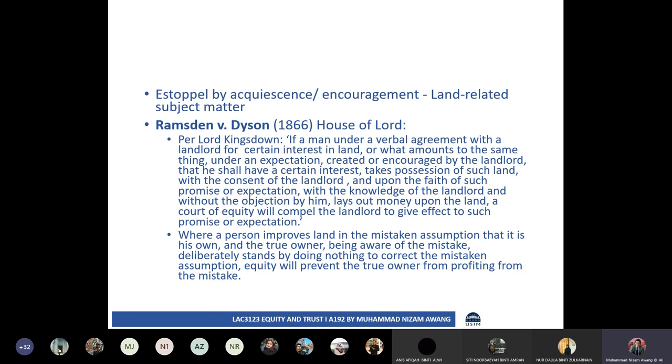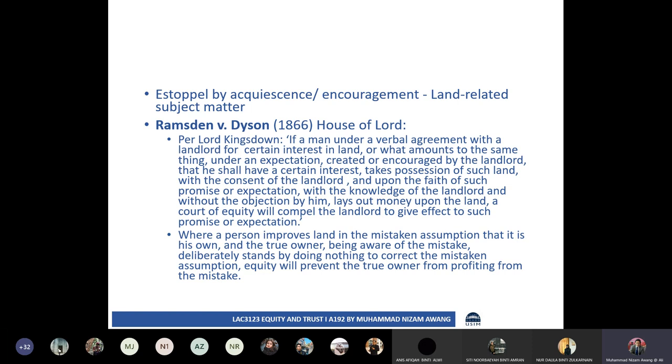This is a long judgment in the case of Ramsden and Dyson, where Lord Kingsdown said that if a man under a verbal agreement with a landlord for certain interest in land, or what amounts to the same thing, under the expectation created or encouraged by the landlord that he shall have interest, takes possession of such land with the consent of the landlord upon the faith of such promise or expectation, with the knowledge of the landlord and without objection by him, lays out money upon the land, a court of equity will compel the landlord to give effect to such promise or expectation. It's a long quote, right?